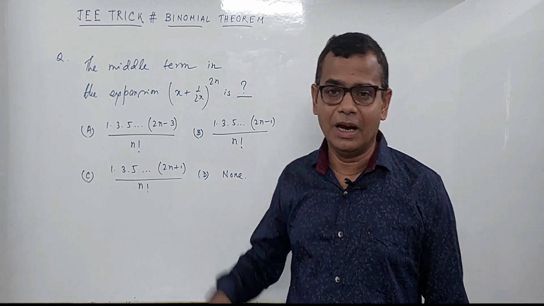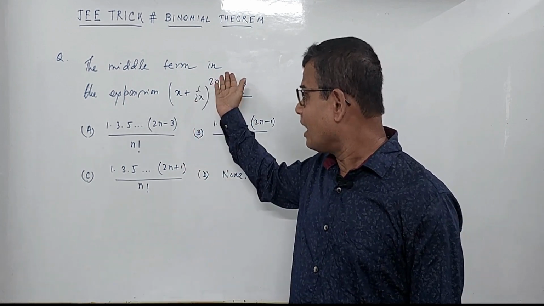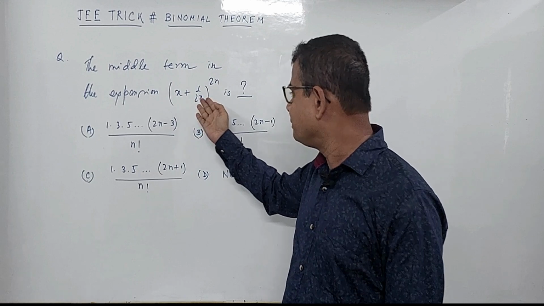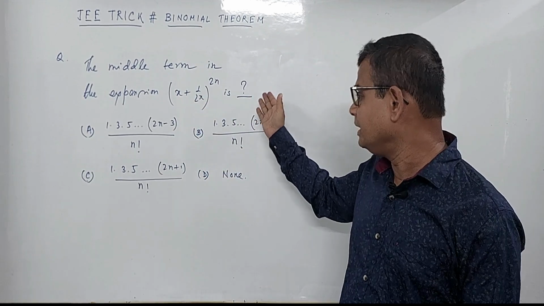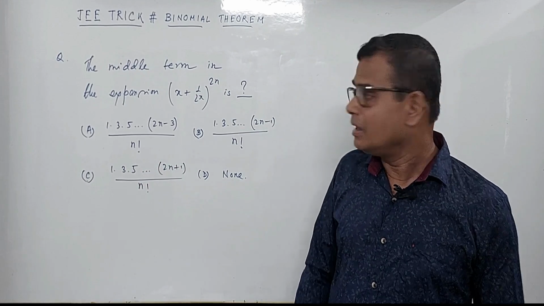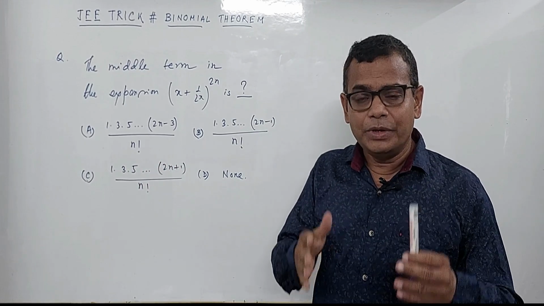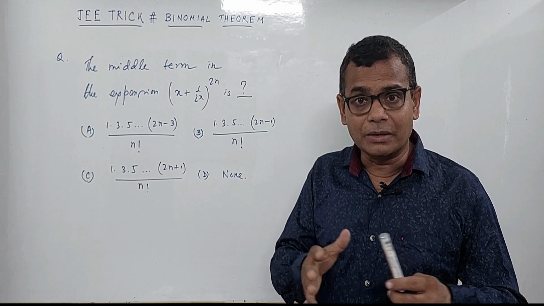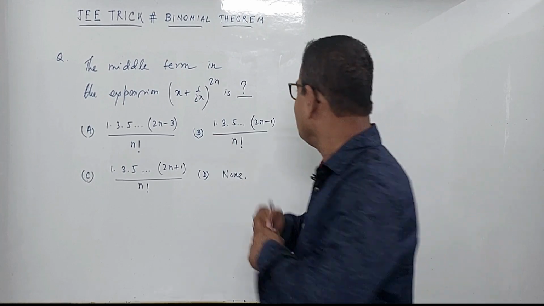For G-click, learn G-tick. The middle term in the expansion of (x + 1/(2x))^(2n) is, which of the following four options is right here? Now here we assume n equal to 1 and see what happens.